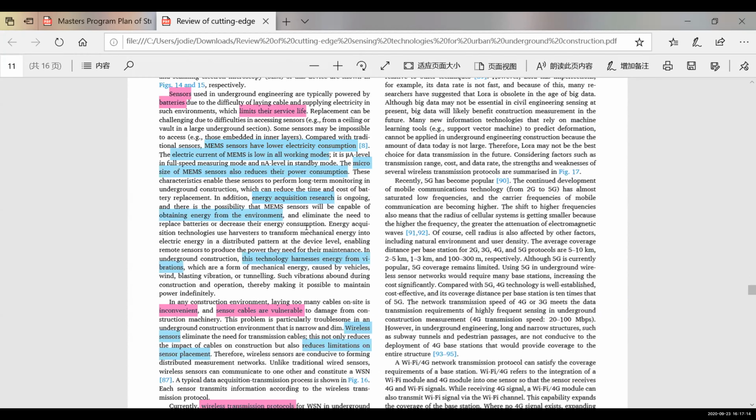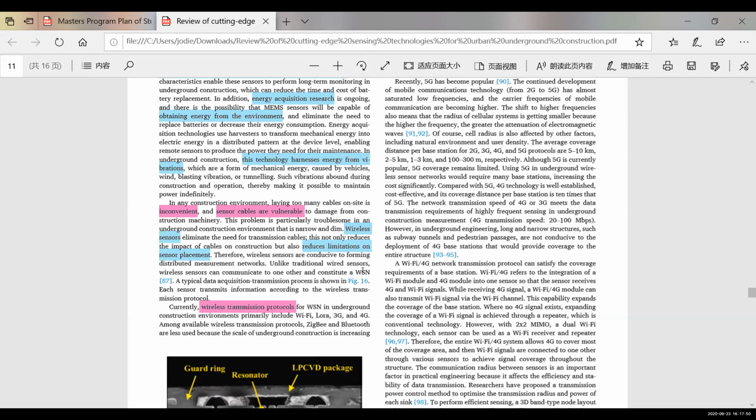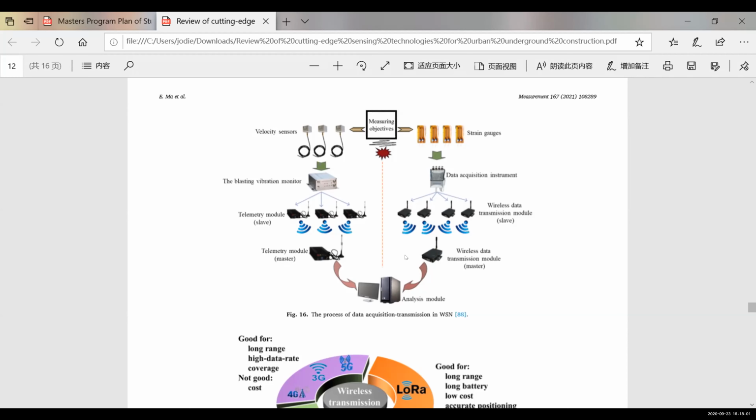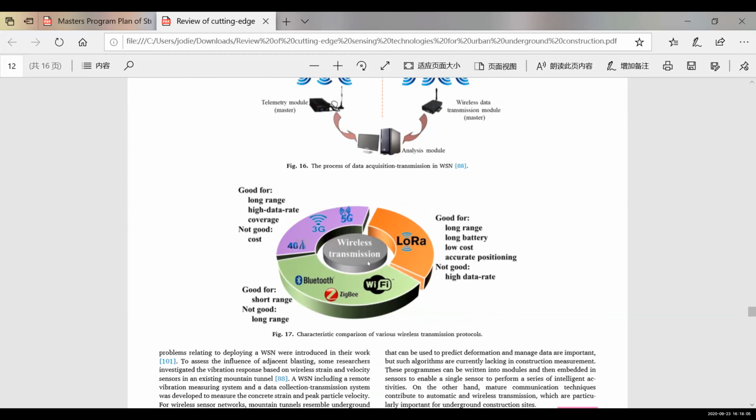And also, another type of sensor is the wireless sensors. It reduces the limitation of sensor placement. And this is the process of data acquisition and transmission in a wireless sensor network. And these are the wireless transmission protocols used in WSN: 4G, 5G, LoRa, and also Bluetooth and Wi-Fi.